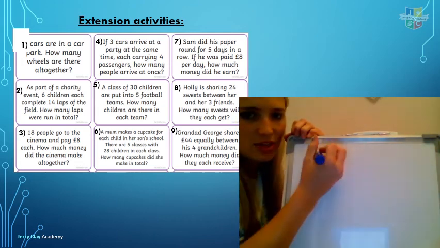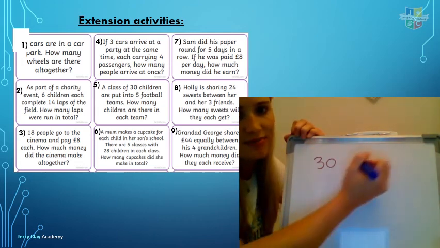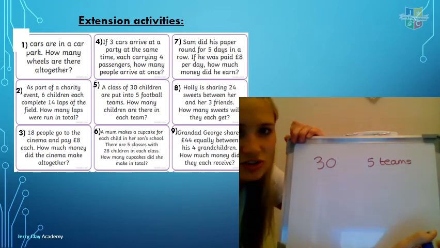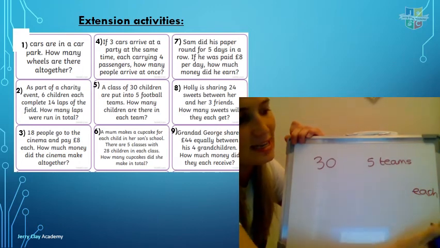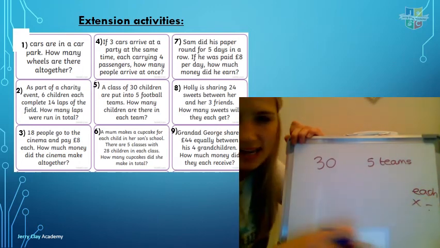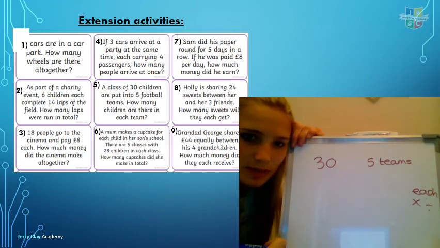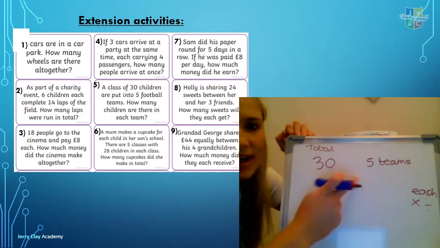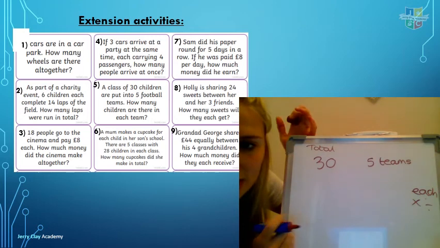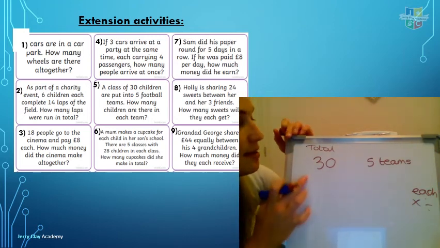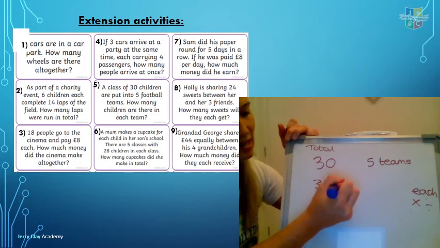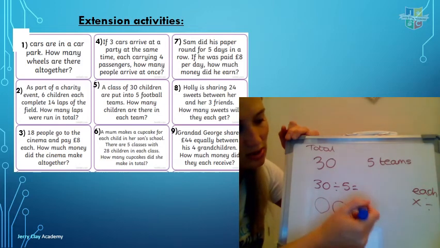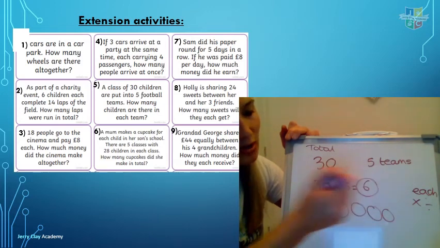Question 5, a class of 30 children are put into 5 football teams. How many children are there in each team? Now, if we see the word each, we know we're going to be multiplying or dividing because we're wanting equal groups. Now, I already know that the total number is 30 and I want to put it into 5 teams, and I want to know how many children, so there's going to be less children than there are in total. So you're going to do 30 divided by 5, which if you do your 5 times table or you do your 5 circles and dot it out, you should find the answer was 6.